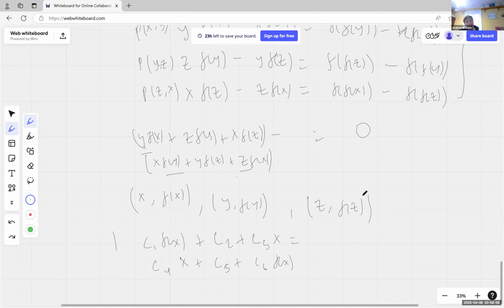But once you get that f is linear, all you have to do is plug in f of x equals ax plus b for some a and b, and then plug this back into the original equation to get f of x always equal to x plus 1.